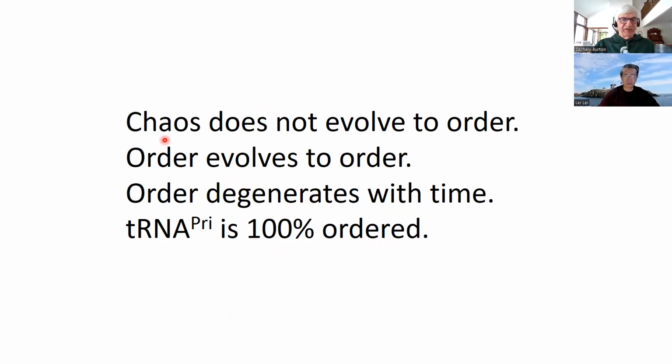Something to realize is that chaos does not evolve to order. So chaos evolving to order would be like monkeys typing Shakespeare. Okay, so that's not a good evolutionary model. Order evolves to order, and then order degenerates with time. And this is really the story of how tRNA pre goes to all the tRNAs of different organisms. The primordial tRNA sequence is 100% ordered. And that means it came from ordered precursors.